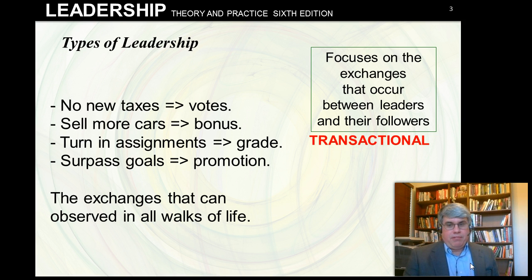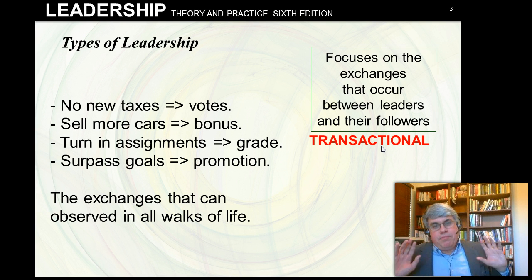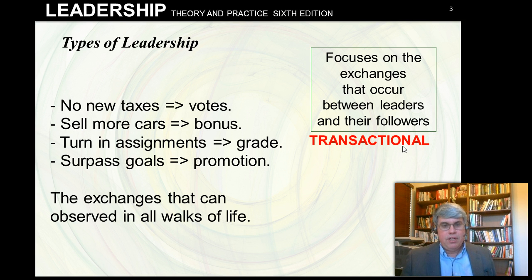Now, to understand transformational leadership, it's often put in contrast with other types of leadership. We're going to start off with the most common form of leadership, transactional leadership. So this is not transformational leadership, this is transactional leadership. That's the idea that leadership can cause people to do something based on exchanges that occur between leaders and followers. For example, if a politician promises no new taxes, he gets votes. And if he continues, no new taxes, he gets votes. There's an exchange between no new taxes and votes.